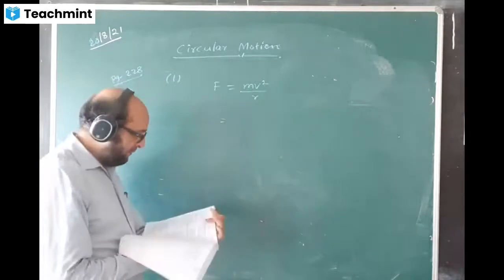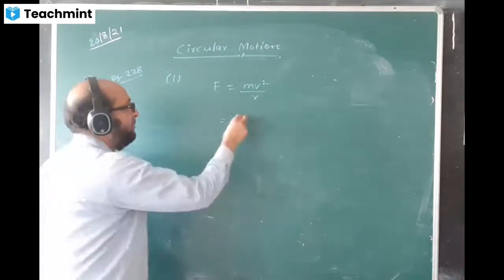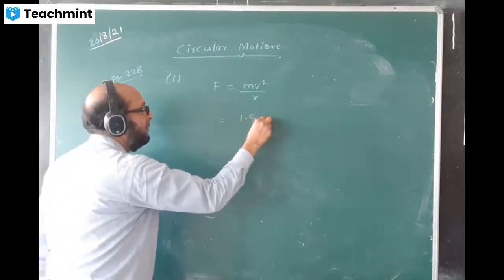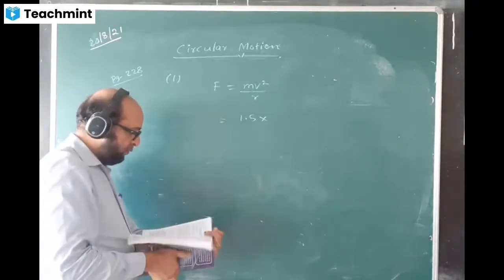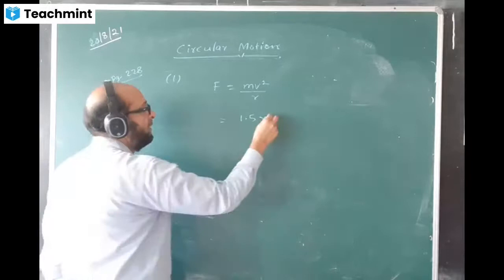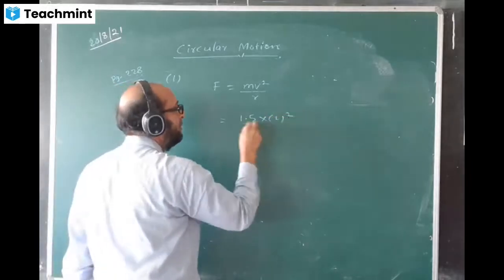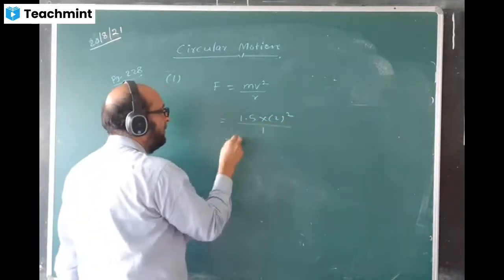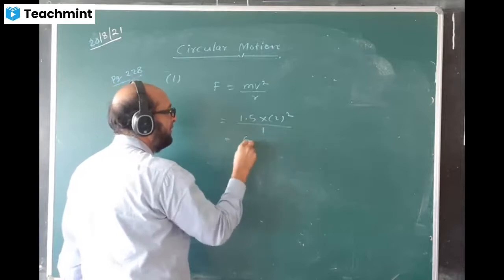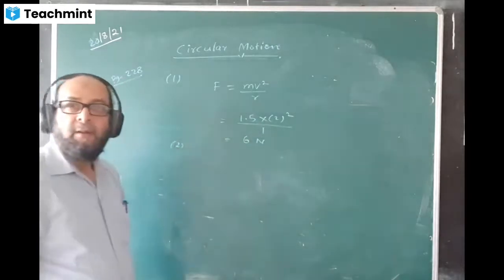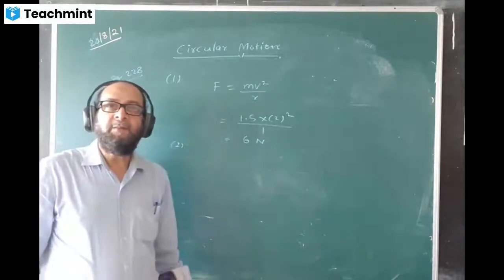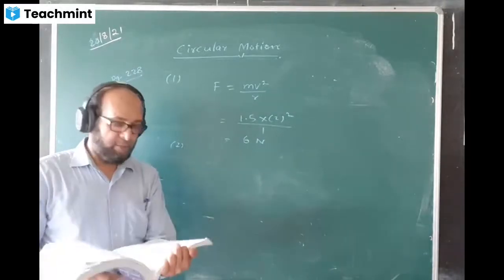Mass of the body is given 1.5 kg, right? Velocity, or the speed, given is 2. So I would write here 2 square divided by 1. 1.5 into 4, the answer is 6 Newton. Finished. First one is done. First problem is the simplest one. Direct use of formula. We did it.